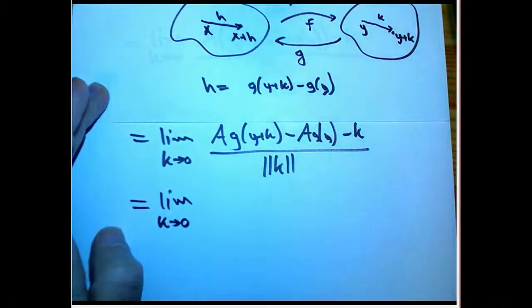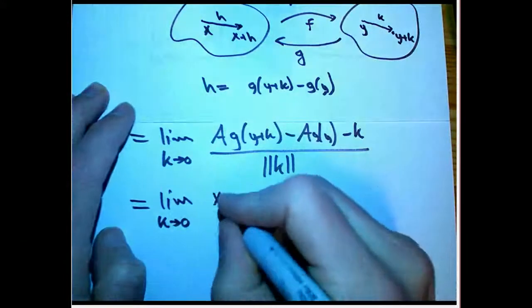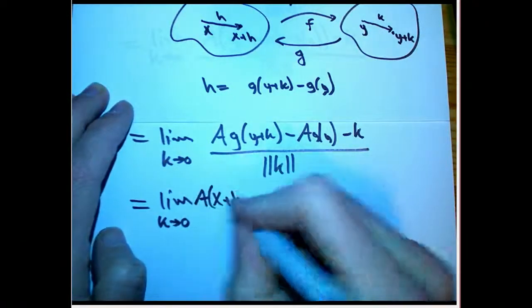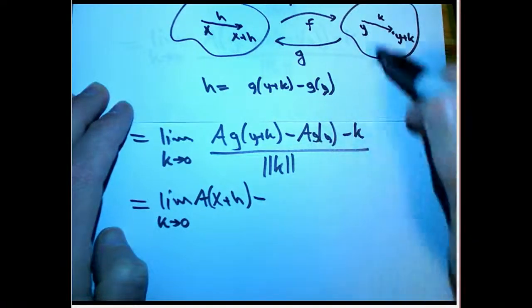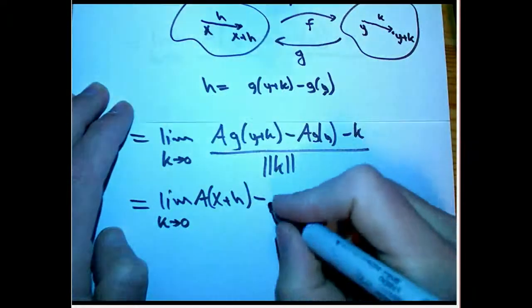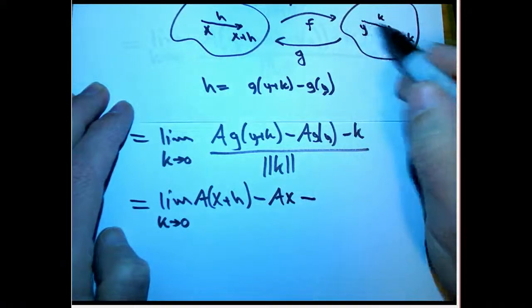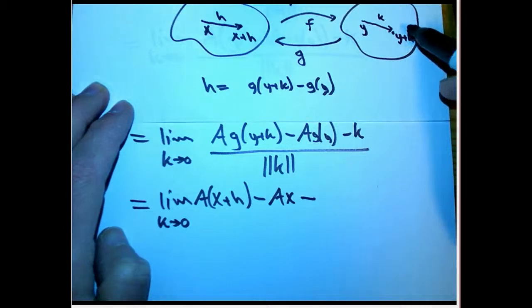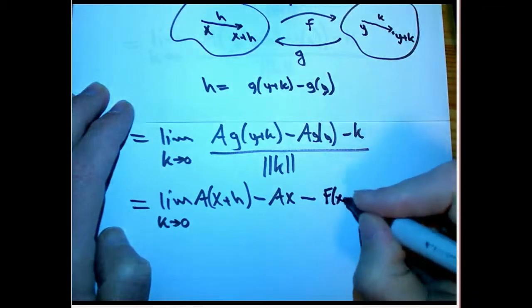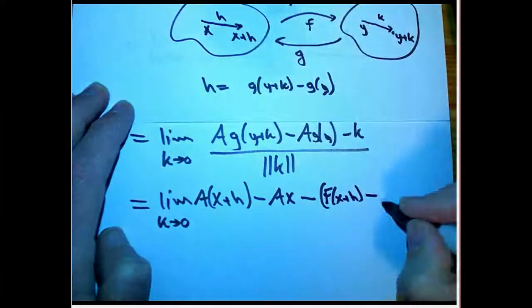Alrighty, so this g of y plus k, that goes back to x plus h. And then it's A times that. Okay, minus, g of y is nothing more than the original point, x, so that's Ax. And then minus, now k was the difference between these guys, that is y plus k is just f of x plus h, minus y is just f of x.